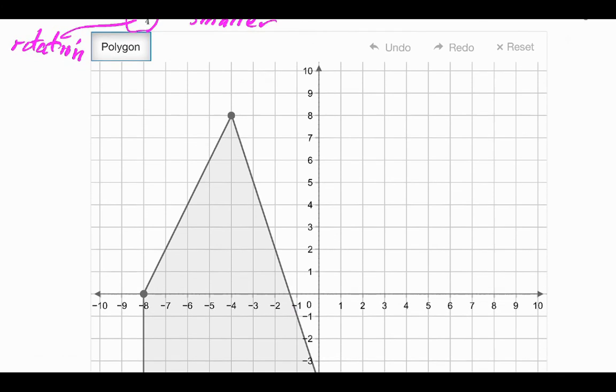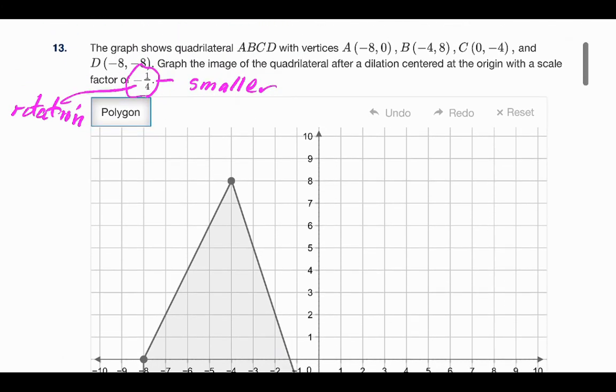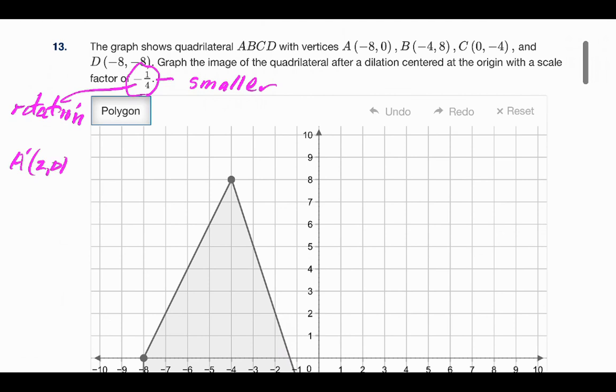So we are going to go ahead and do this. So again, let me see here. Why don't I go over here? So our A prime, if I take negative 1/4, I'm going to take 8 divided by 4, which is 2, but I have a negative and a negative, so that'll give me 2 and 0. Again, B prime would give us 1 and negative 2. I'm sorry, I said 1 and negative 2. C prime would give us 0 and 1. And D prime would give us 2 and 2.